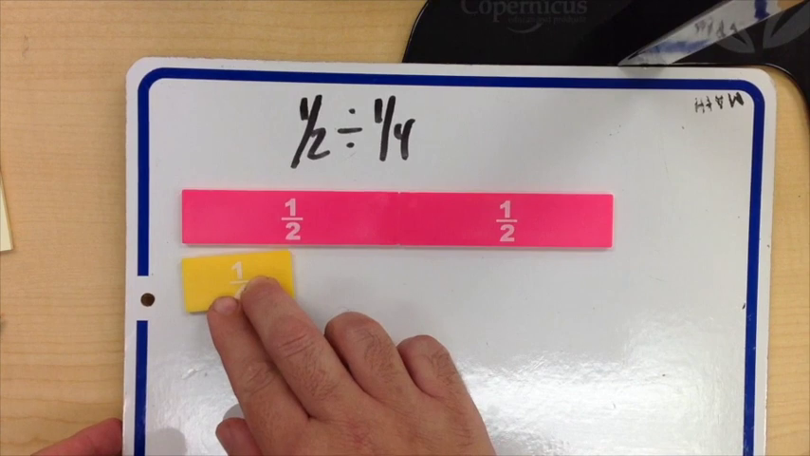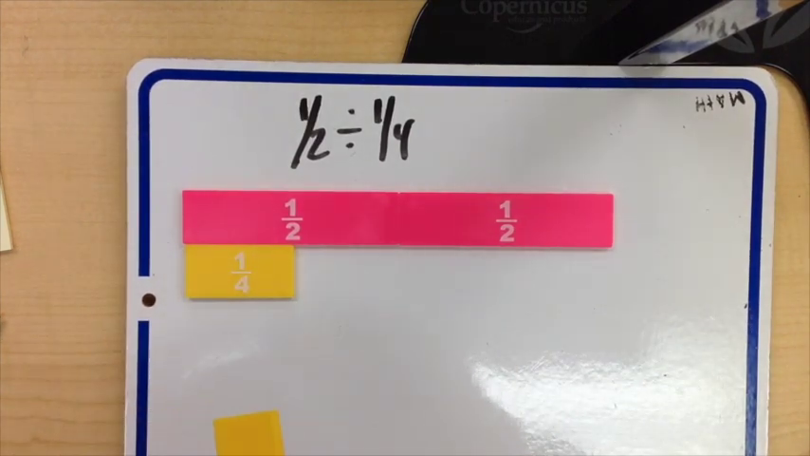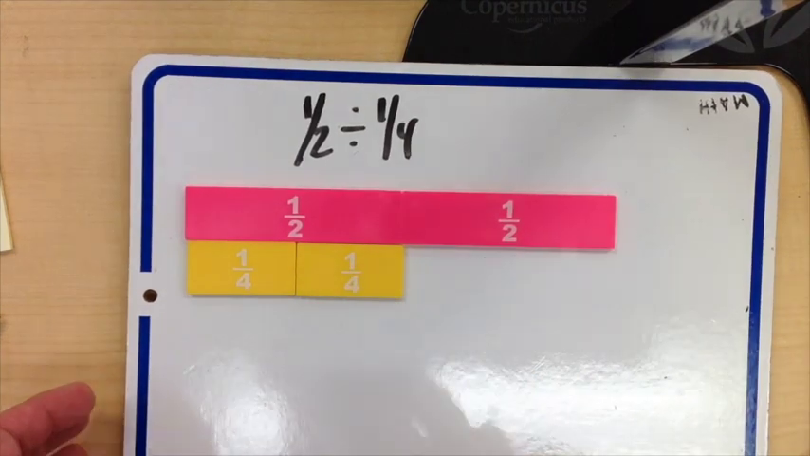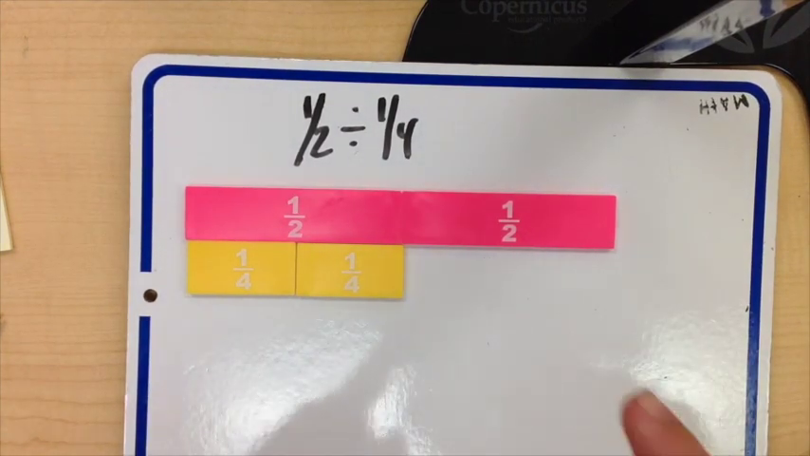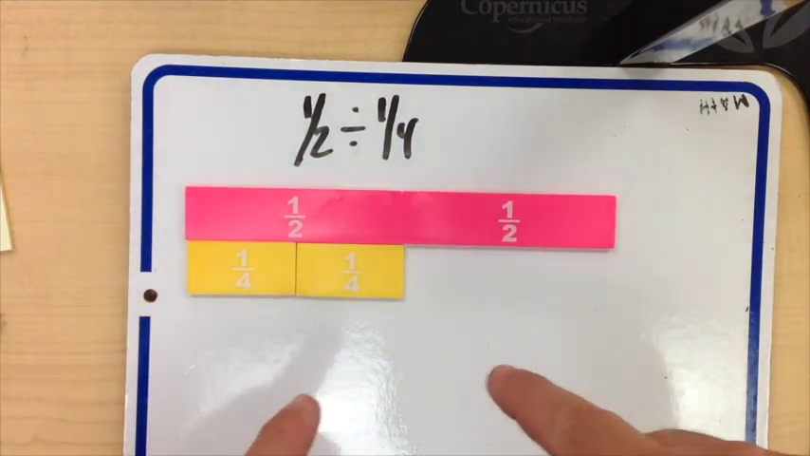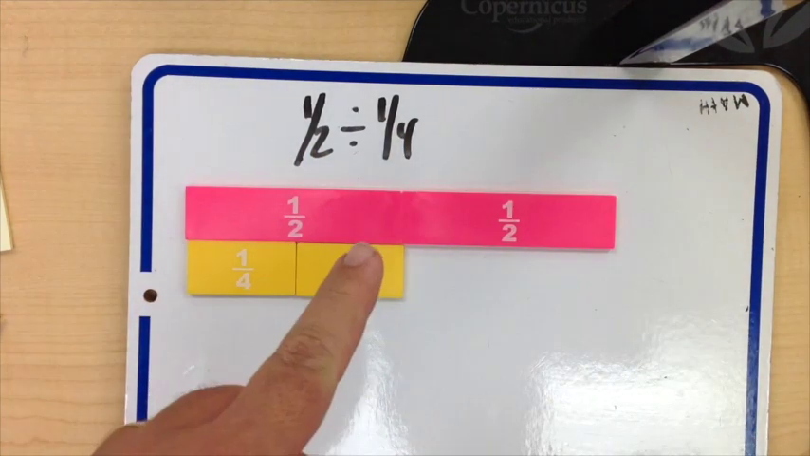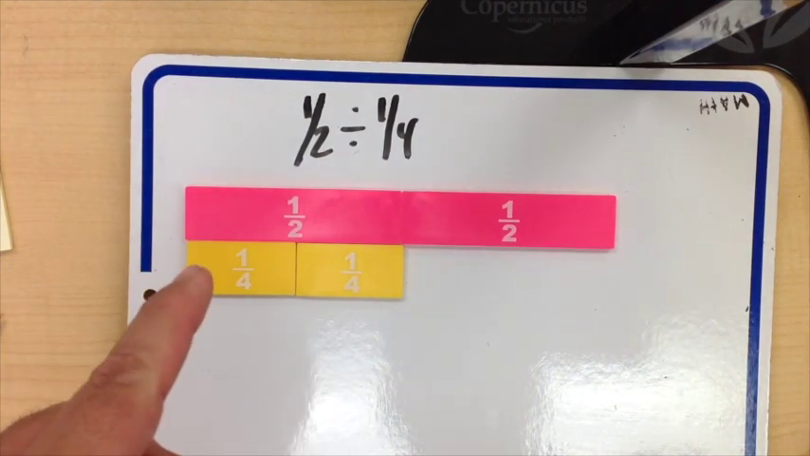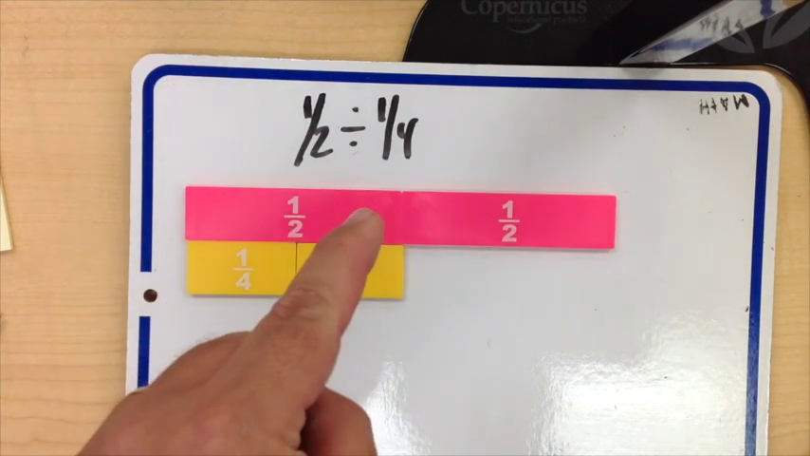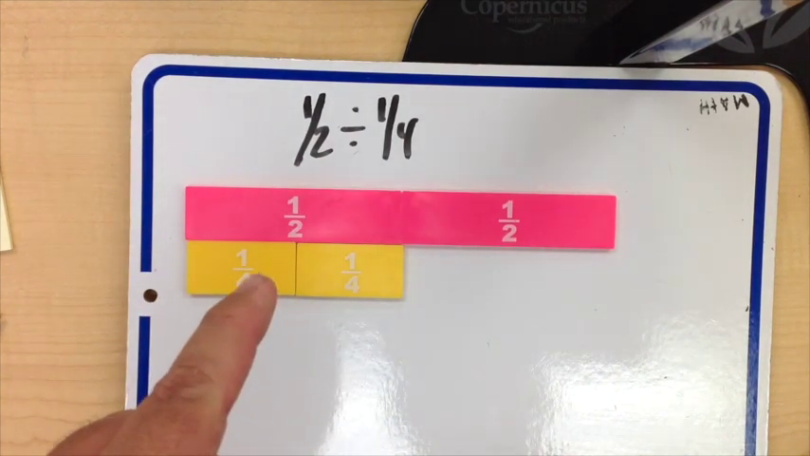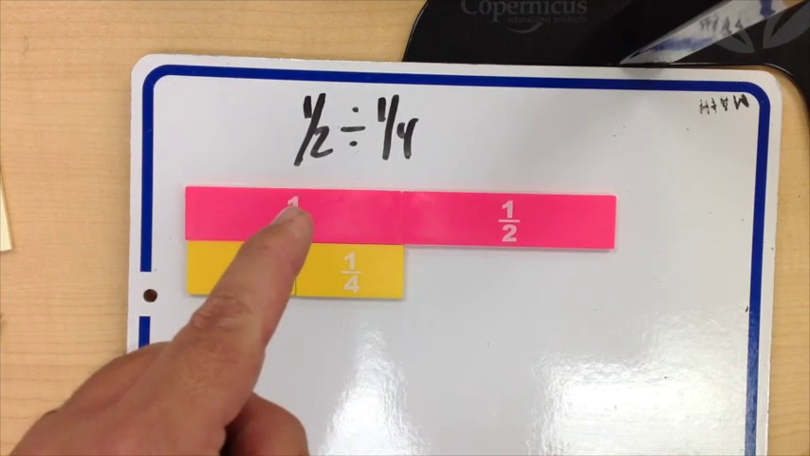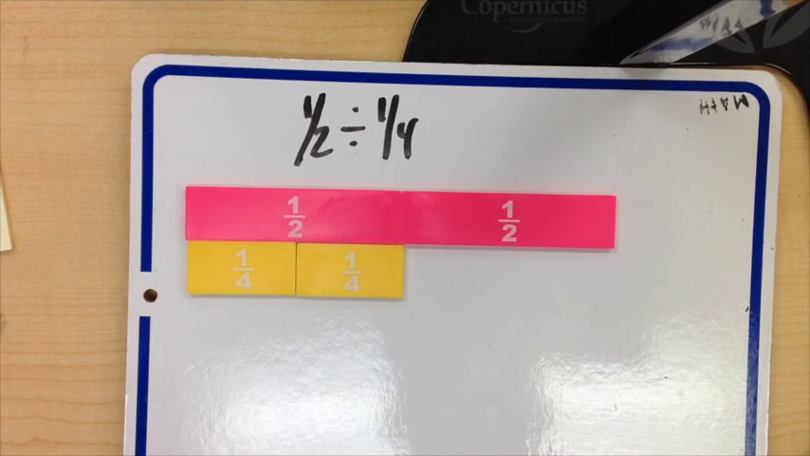We're going to take 1/4 and another 1/4. Okay, so basically this picture shows us that 1/2 divided by 1/4, which means how many 1/4 can there be in 1/2? Well, the answer is 2, because we have 2 1/4 pieces within our 1/2 segment. So 1/2 divided by 1/4 actually equals 2.